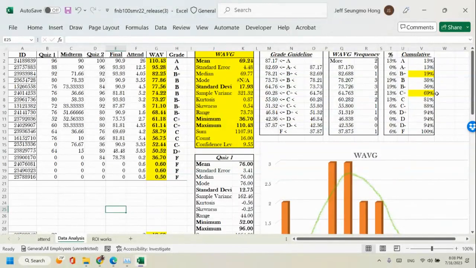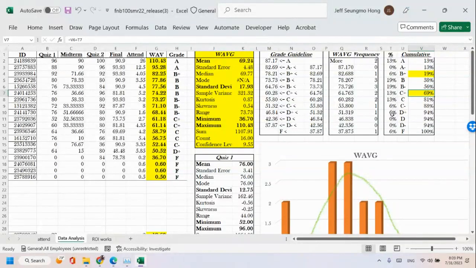Look at the distribution here, right? And look at the cumulative. Two people were in the A range. That's like 13% of the class got A. Nobody got A minus, but 6% got B plus. But cumulatively, 19% got B plus and above, and then 19% B, 19% B minus. So overall, about 70% of the class got C plus or above, right?